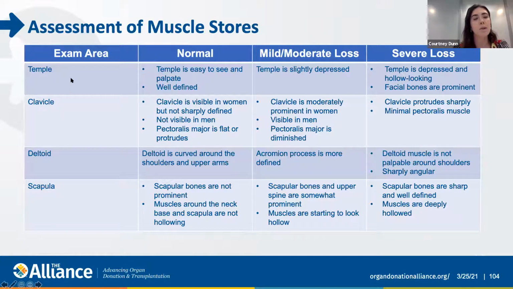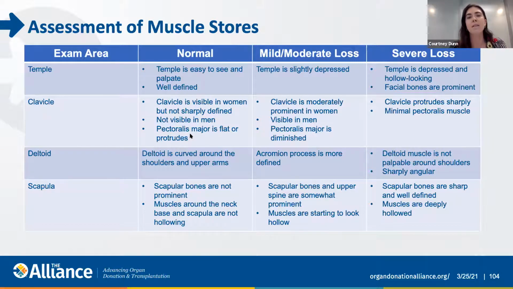Assessment of muscle stores, we'll look at the temporal area, clavicle, deltoid, and scapula. For women, the clavicle is somewhat visible. So when I'm assessing the patient's muscle stores, I'll ask them if the clavicle is sticking out like that for them normally, if they've noticed any changes over time. For men, you shouldn't be able to see the clavicle.